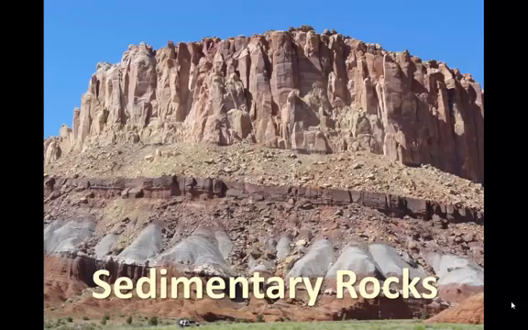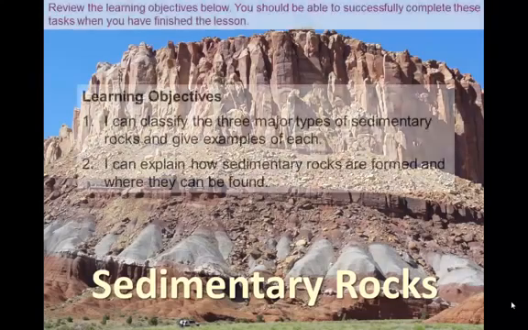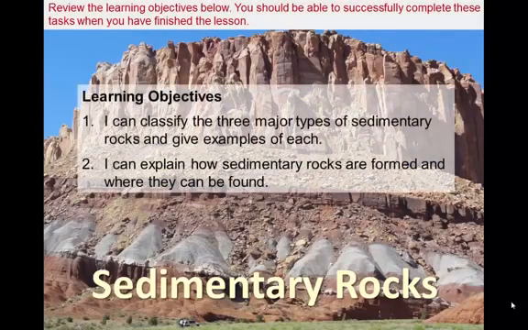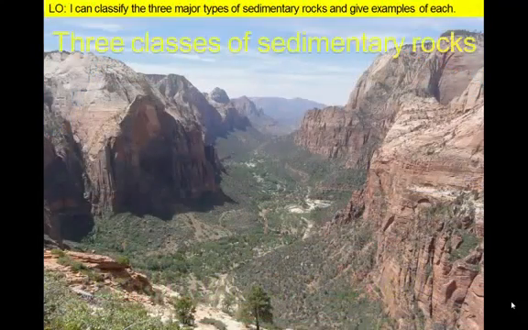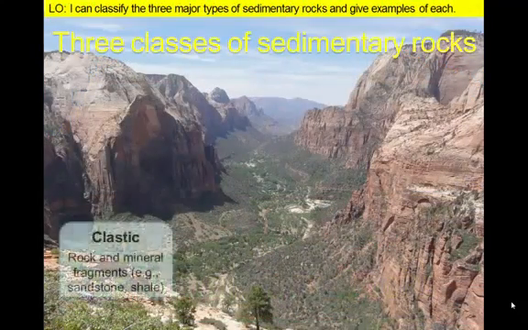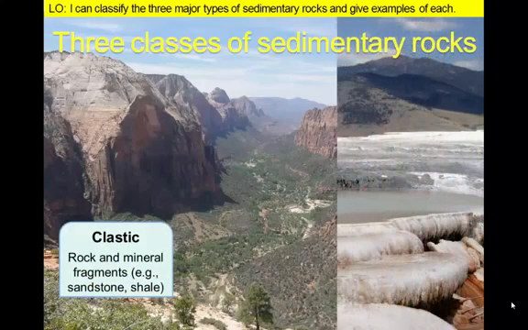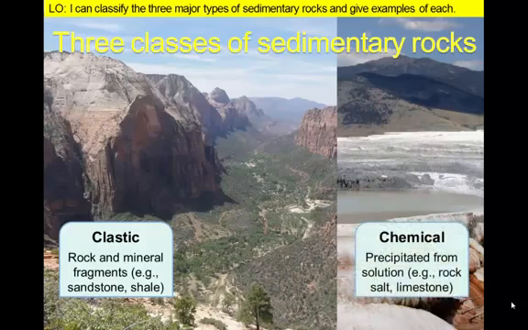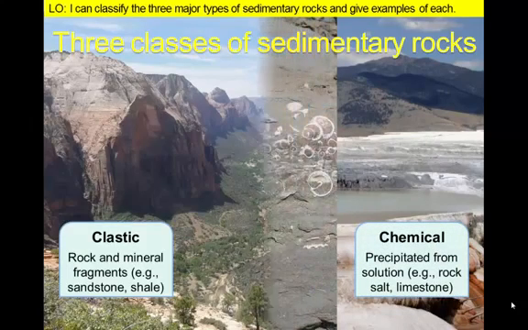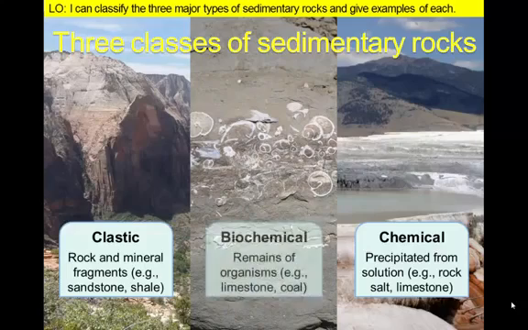This lesson has two learning objectives. We will describe the three major classes of sedimentary rocks, discuss their formation, and explain where they are forming today on or near the Earth's surface. There are three classes of sedimentary rocks: clastic, chemical, and biochemical sedimentary rocks. We can differentiate them on the basis of the materials that compose the rock and the processes by which they form. Let's look at the first category, the clastic sedimentary rocks.